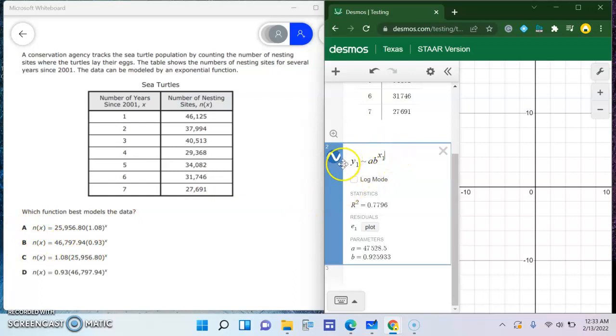And again, this is all you do. You have to remember this step right here: y1 approximation ab to the x1. And it's going to give us the information that we're asking.